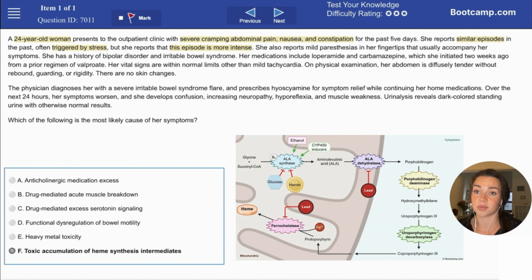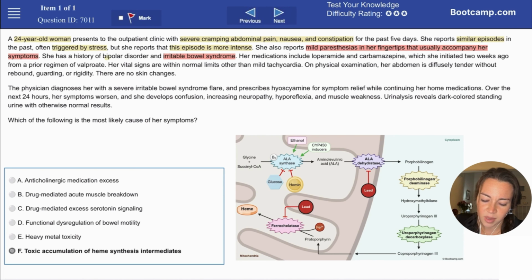That all lines up. However, this patient is having mild paresthesias in her fingertips that usually accompany her symptoms. That does not align with IBS. And I put that in red because that should be setting off alarm bells. So I personally am starting to doubt this diagnosis of IBS, because why would she be having paresthesias?